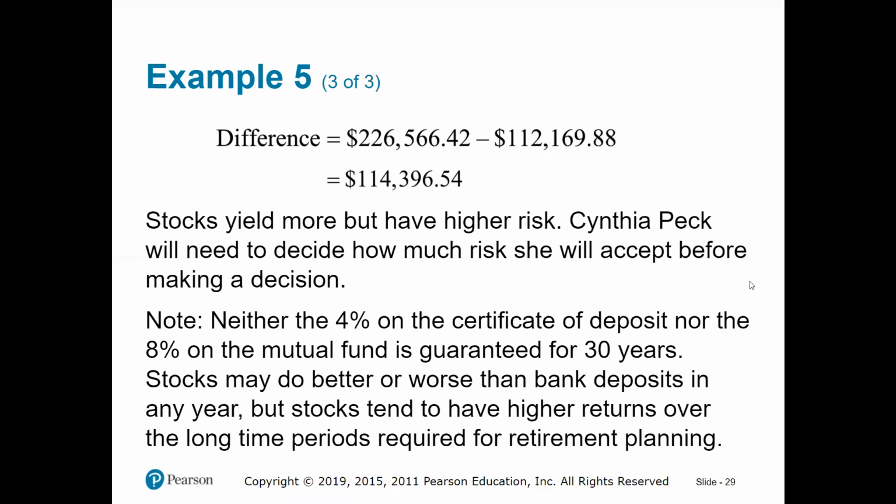Note, neither the 4% on the CD nor the 8% on the mutual fund is guaranteed for 30 years. Stocks may do better or worse than the bank deposits in 1 year, but stocks tend to have higher returns over the long time periods required for retirement planning.